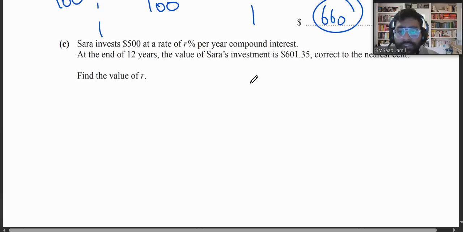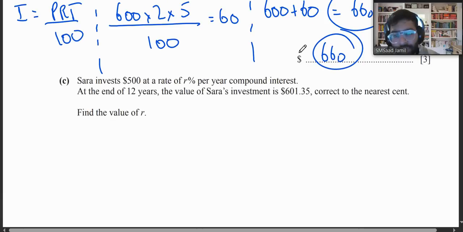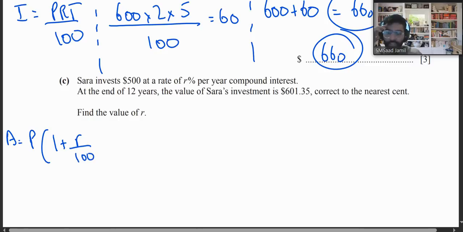Sarah invests 500 at a rate of R% per year compound interest. At the end of 12 years, the value of Sarah's investment is 601.35, correct to the nearest cents. Find the value of R. Okay. First of all, this is compound interest. The formula is amount is equal to P multiplied by (1 plus R upon 100) raised to power T. T is time.